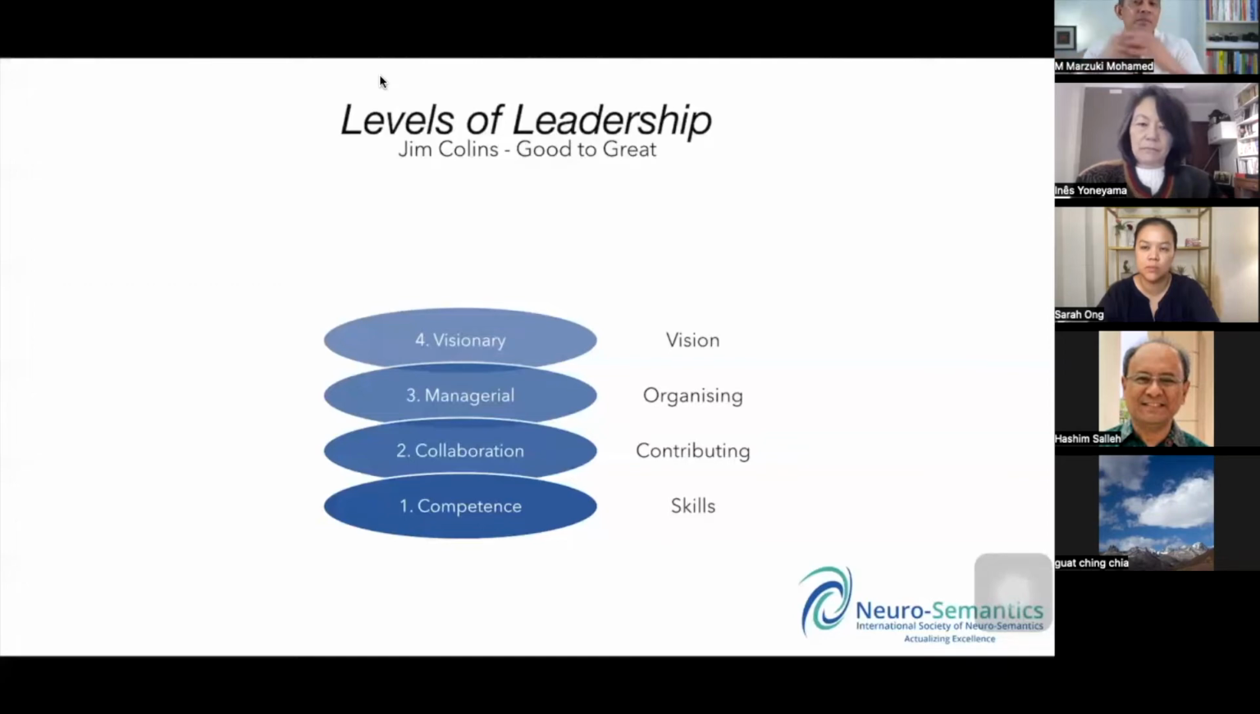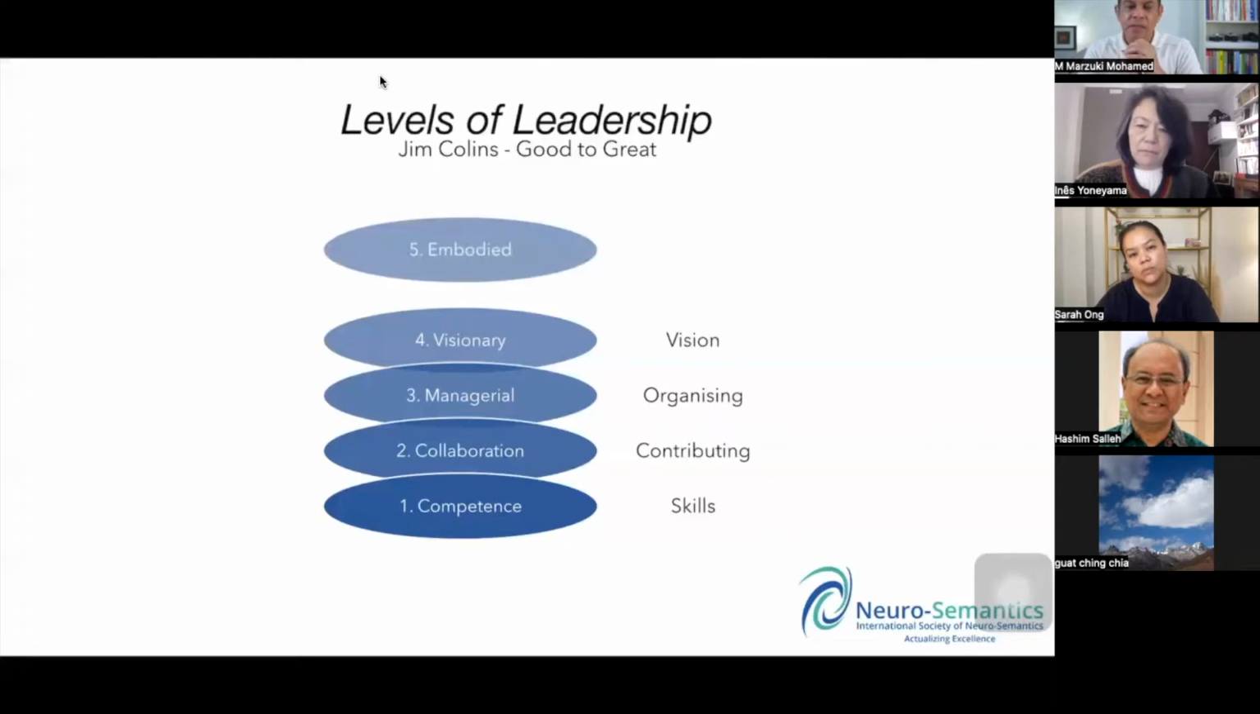At the higher level of visionary leadership is the founder of an organization. So the founder can see where he or she is bringing the organization to, and bringing in all the expertise of other people who are in the organization or outside the organization to support the achievement of that vision. So this is visionary leadership.